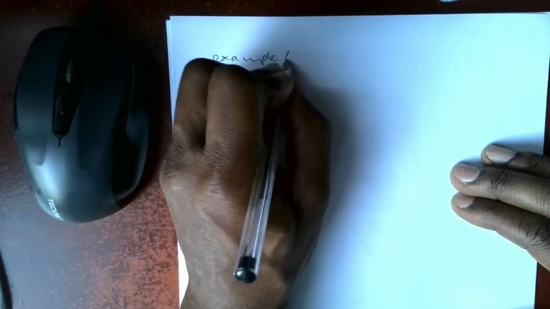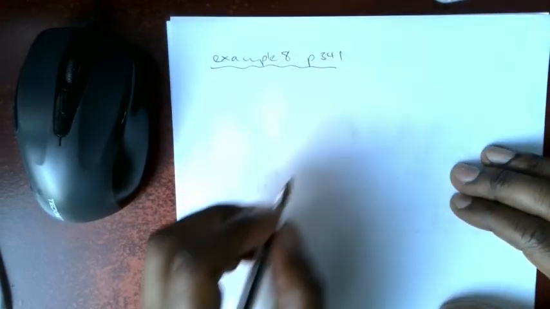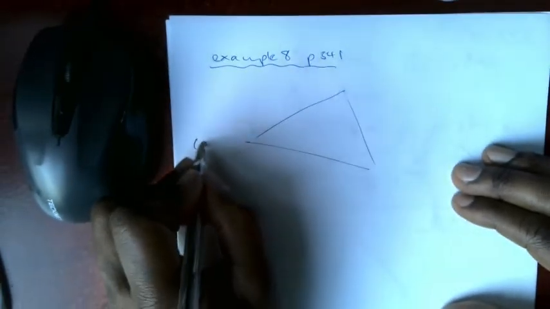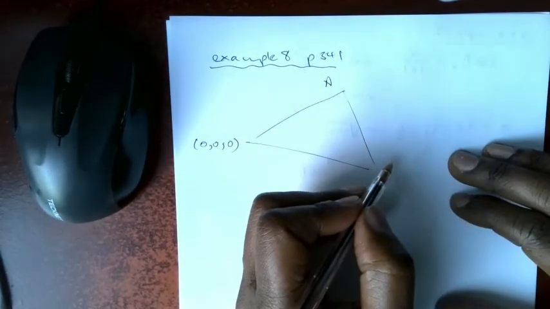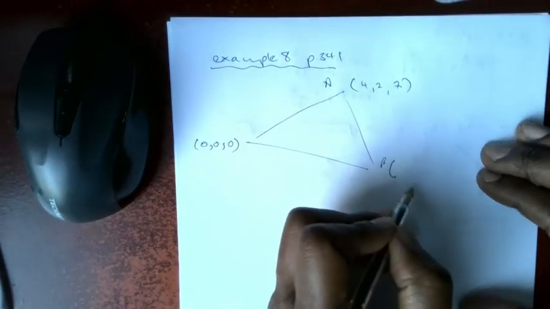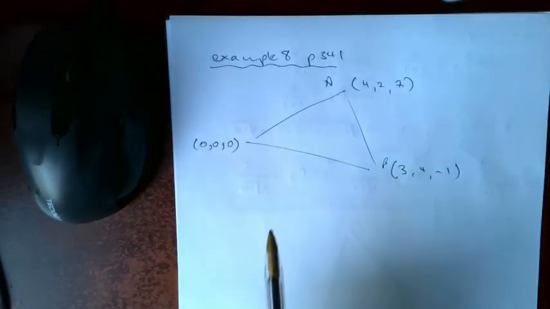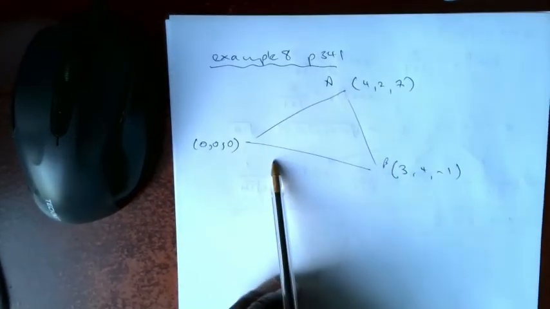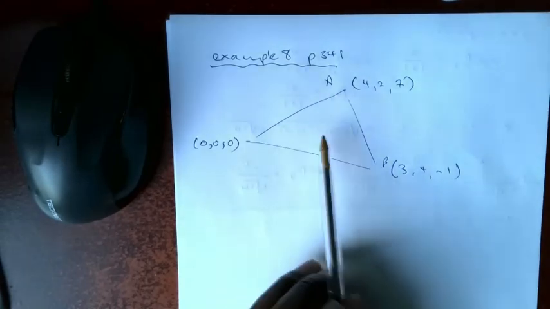So the last example, example 8 on page 341, it's basically we need to show that this triangle is isosceles. Basically you've got these 3 points. One is the origin, so that's its coordinate. One is point A, and it has this coordinate 4, 2, 7. And then you've got this point B, which has coordinate 3, 4, negative 1. And then to show that this is isosceles, we're going to work out the lengths of each of these sides, and we should be able to show that 2 of these sides are the same length.